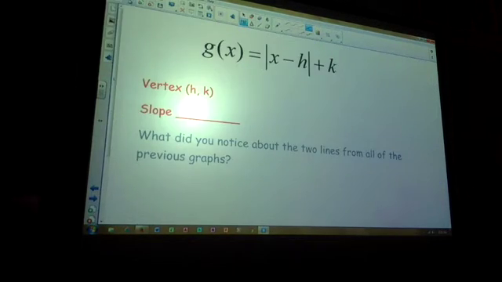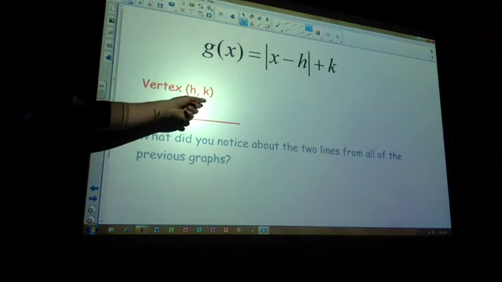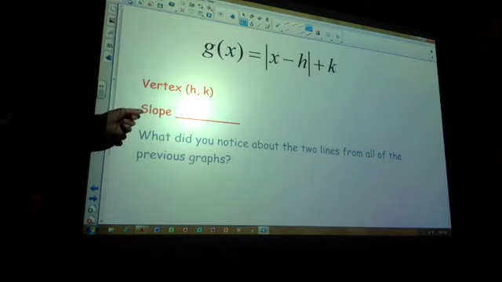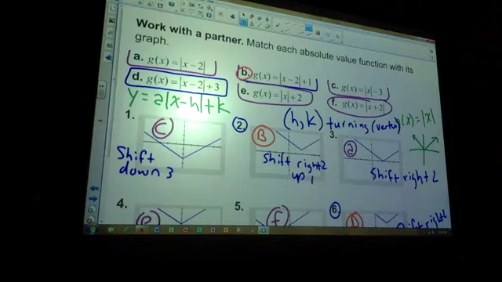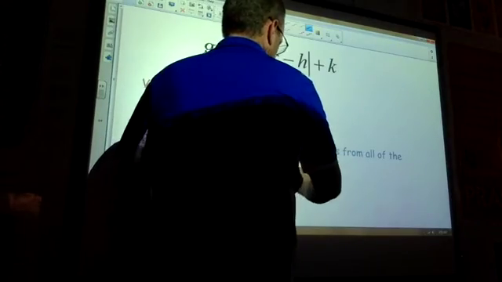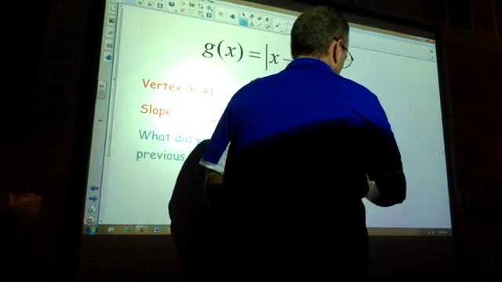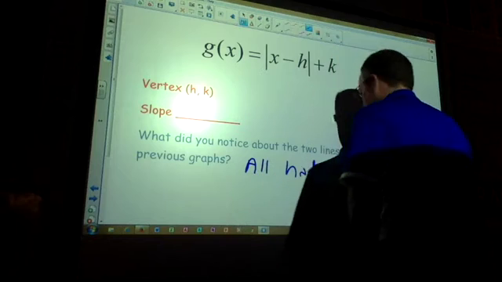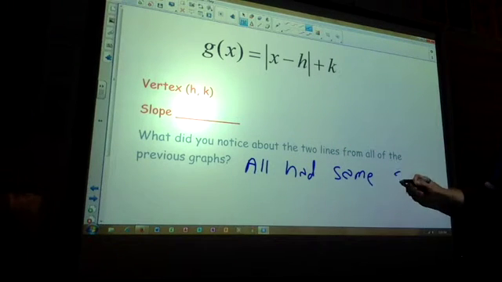All right. Didn't we just say this? Yeah. What do you notice about the 2 lines from all the previous graphs? They all had the same slope. Same steepness. Let's go with that.